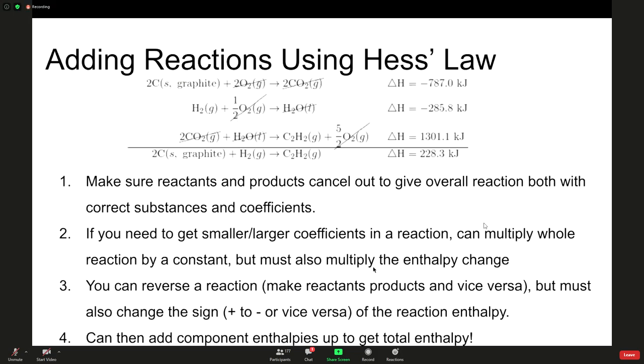So always do it with reference to where the reactants that are going to be in the final product are in the component builder reactions.